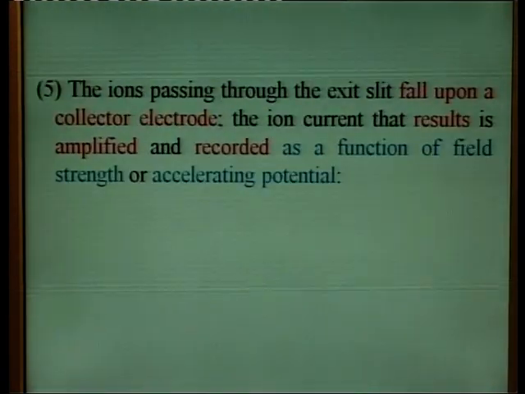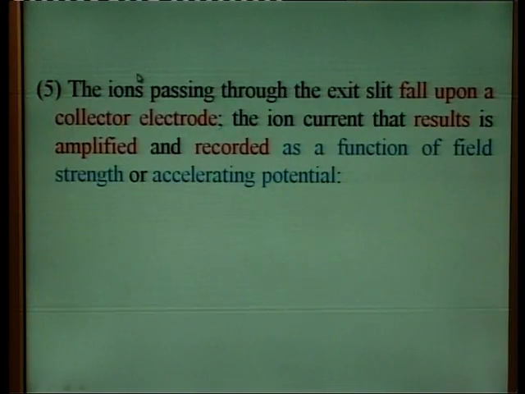Then the fifth sequence is the ions passing through the exit slit fall on the collector electrode, which produces the ion current, which gives the results, which are then amplified and recorded as a function of field strength and accelerating potential.